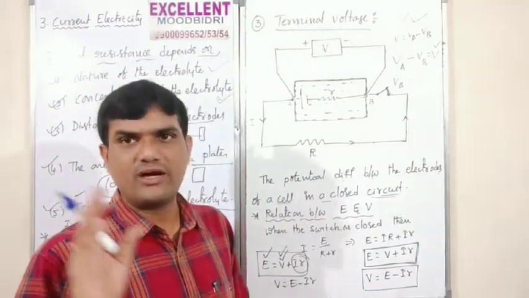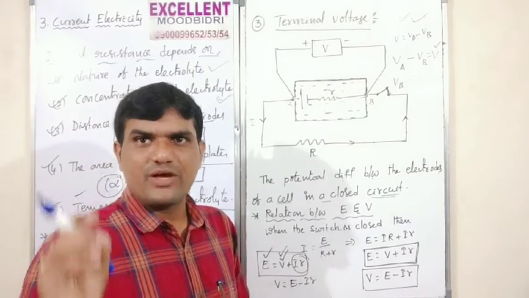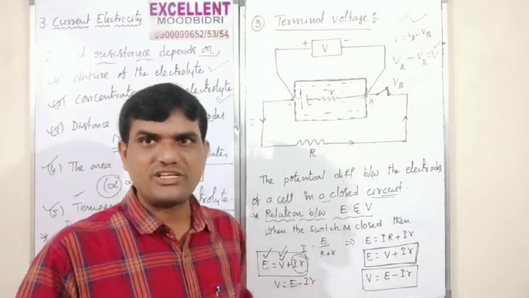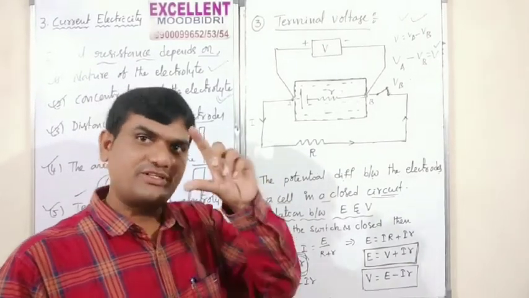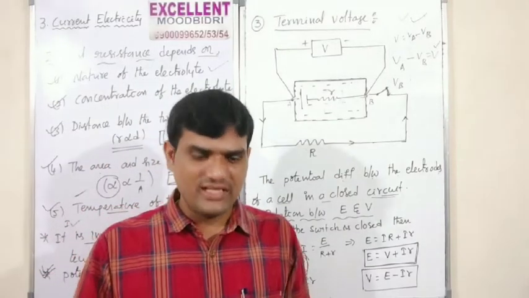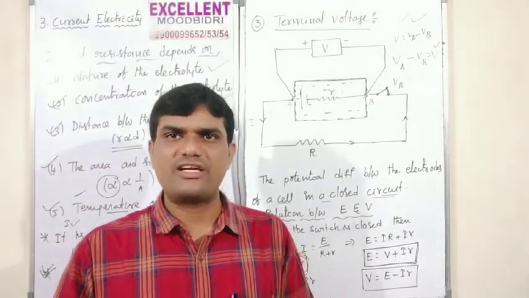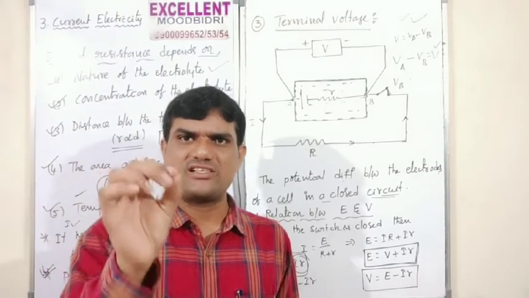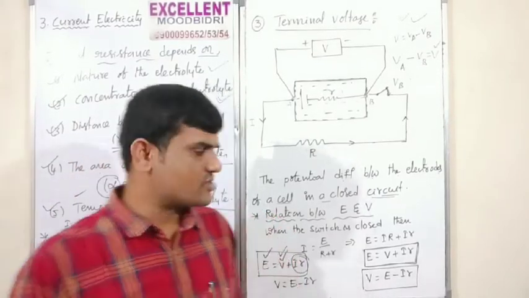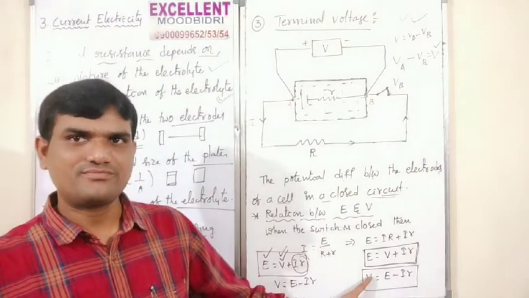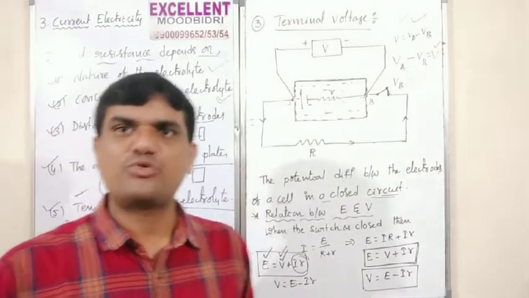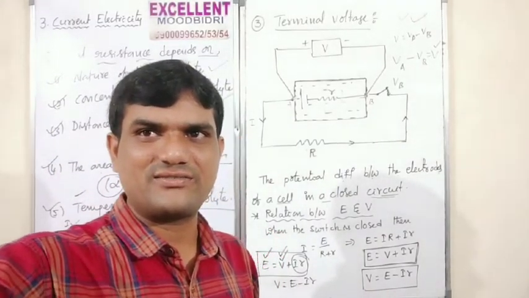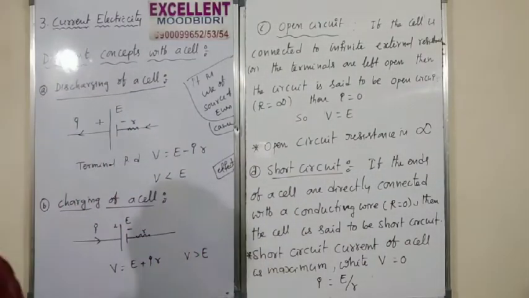This formula only we have to use to find the effective EMF, or equivalent EMF, in the series combination of cells as well as parallel combination. That means cells in series combination, cells in parallel combination. In that case, we have to use this formula. Right? V is equal to E minus I r. What is the meaning of V? Terminal potential difference. Right? Okay, next. Right. So, next, different concepts with a cell.